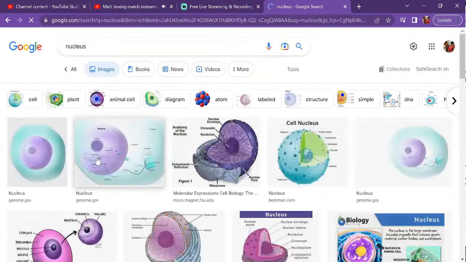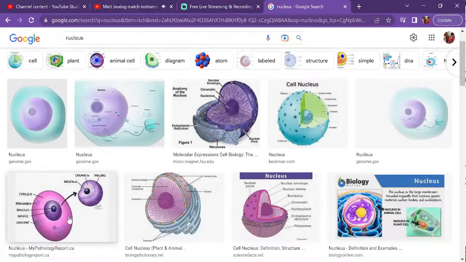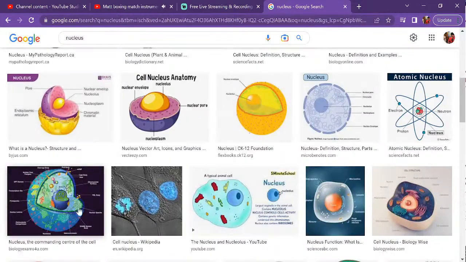Okay, here's a nucleus of a cell, this big purple thing, huge. Here's another nucleus of a cell, this big purple thing. You'll notice a darker spot in there. We'll talk about that another time. But let's have a look. Almost looks like an egg, right? Look at that.